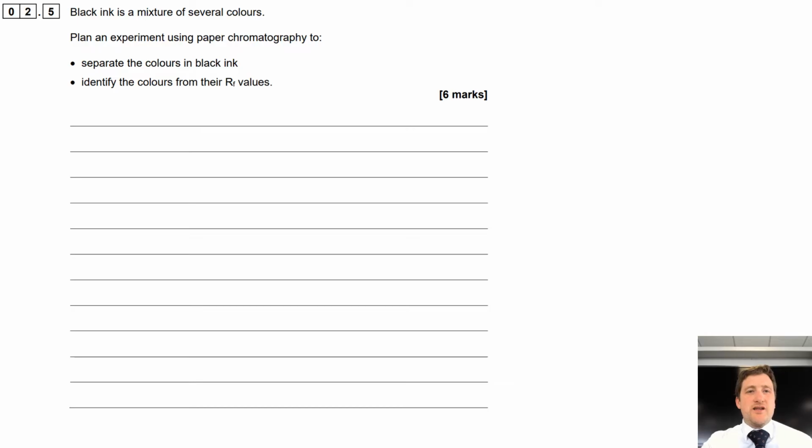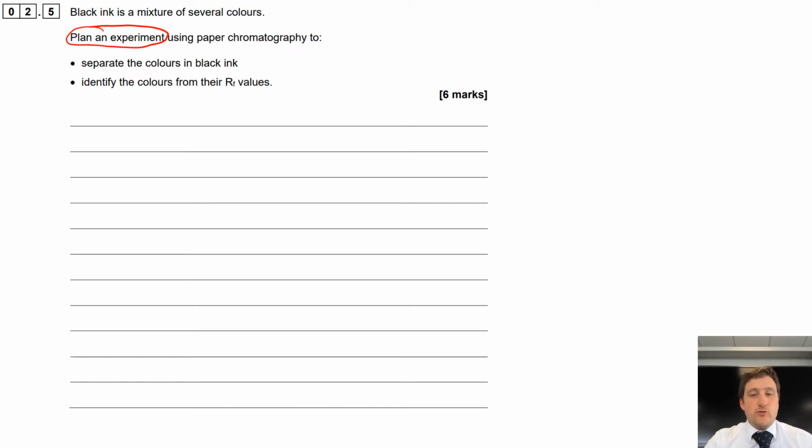Okay, black ink is a mixture of several colors. Plan an experiment using paper chromatography. Now, I'm going to circle the plan an experiment, and that's because if they're asking you to plan an experiment, it is something you should have done. It is one of those practicals that you should know. It's not a made-up practical that you'll never have heard of before.